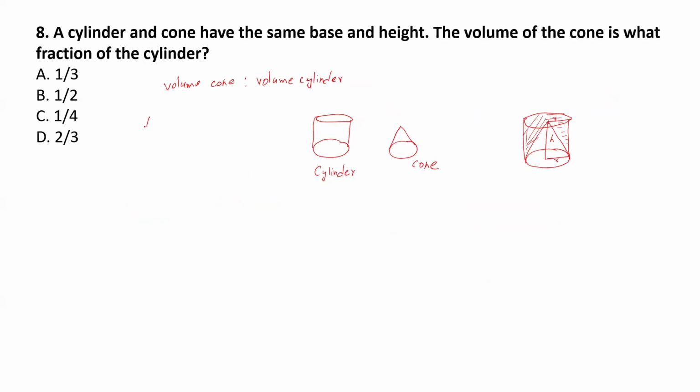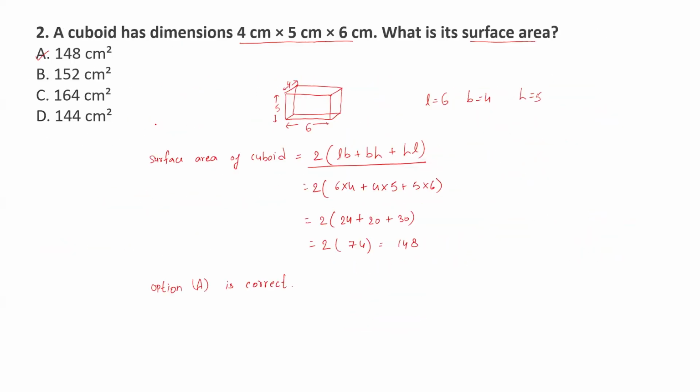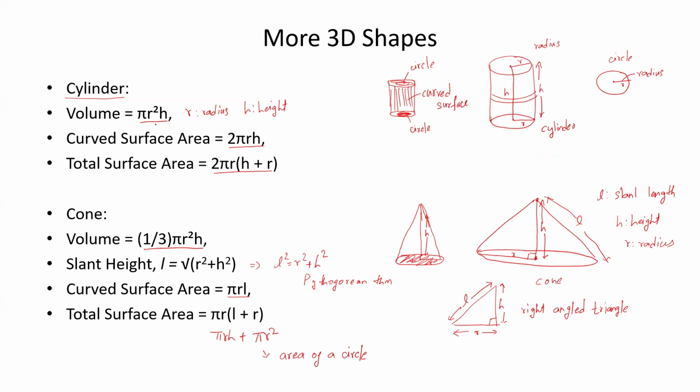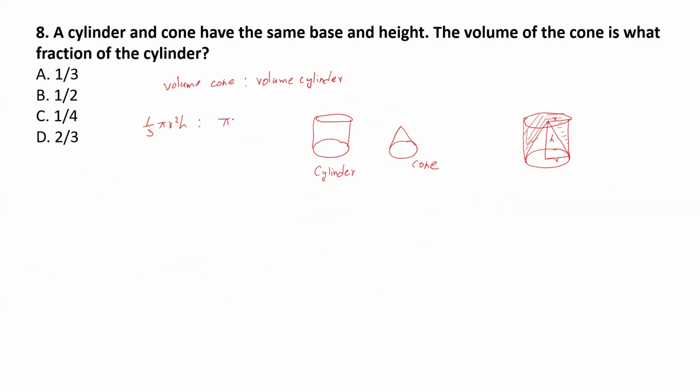Volume of a cone is 1 by 3 pi r square h. Cylinder का volume is pi r square h. How do we compute this? So just divide it: 1 upon 3 pi r square h upon pi r square h. So you will be left with 1 upon 3. So it is 1:3 ka ratio. So it is 1 by 3.